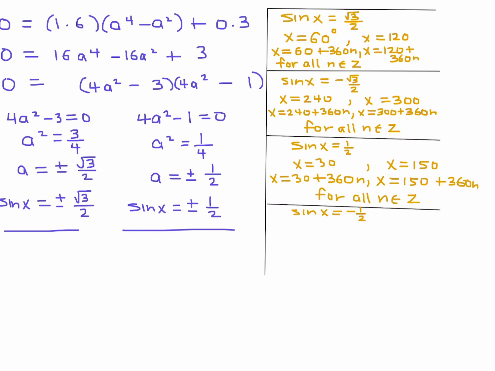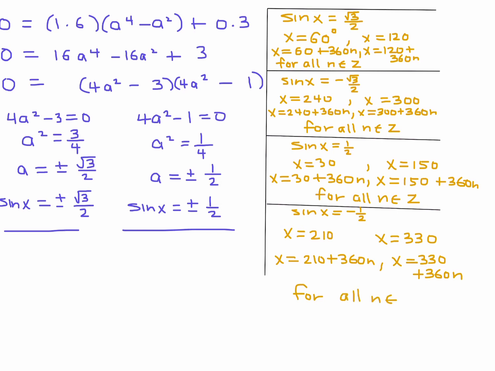And then lastly, negative 1/2: x is 210, x is 330, but it's also valid for 210 plus 360n, or 330 plus 360n, where n is any integer, positive or negative. So there you have it. That is the full solution to number 9b.